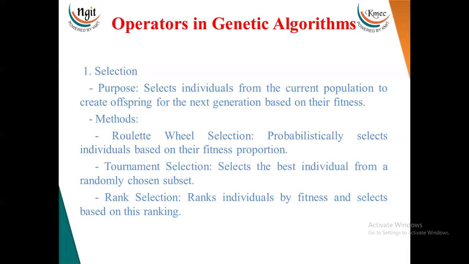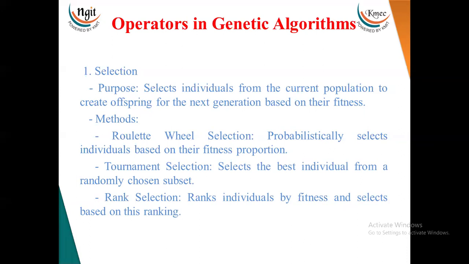Rank selection: rank individuals by fitness and select based on this ranking. Ranking means I'll rank each and every one, like 1, 2, 3, 4, 5, 6, 7, 8, 9, 10. So we'll have the highest rank, and I'll select the person accordingly. So the first operator is selection.